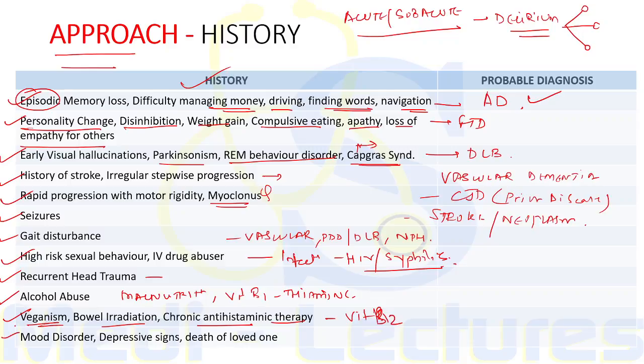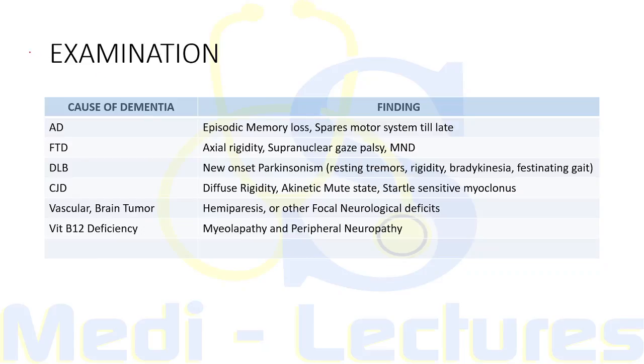Finally, if there is some mood disorder, depressive signs, death of a loved one, this can be pseudodementia due to depression, a relative cognitive impairment. Also, one important thing is that an autosomal dominant family history can be seen along with Huntington's disease. So like we have discussed the history according to scenario, likewise we also discussed the examination.